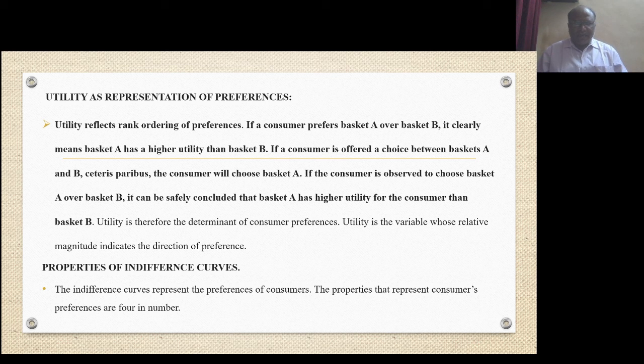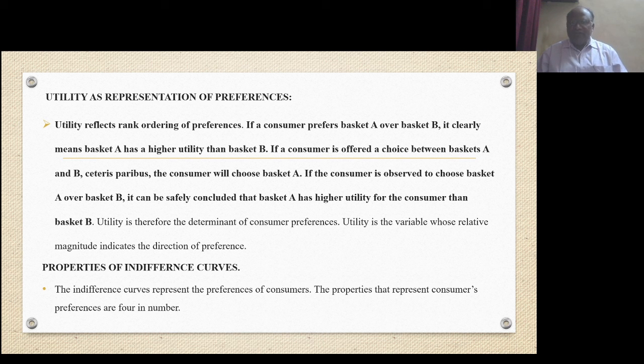So utility as representation of preferences, utility reflects rank ordering of preferences. If a consumer prefers basket A over basket B, it clearly means basket A has a higher utility than basket B. If a consumer is offered a choice between basket A and B, assuming other things remaining constant, the consumer will choose basket A.